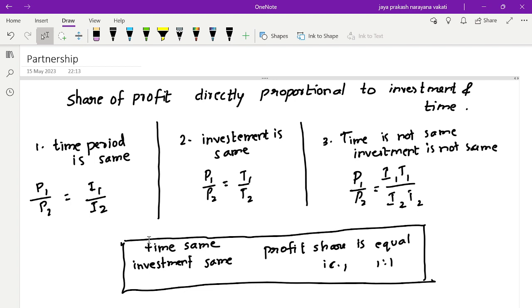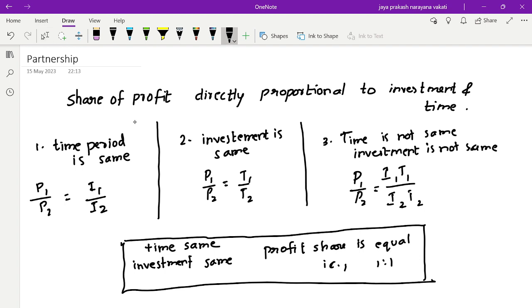I hope you understood the meaning of partnership. It is a business started by two or more people, and our problems will be dependent on the share of the profit, which is dependent on their investments. That's how we discuss the problems in this.